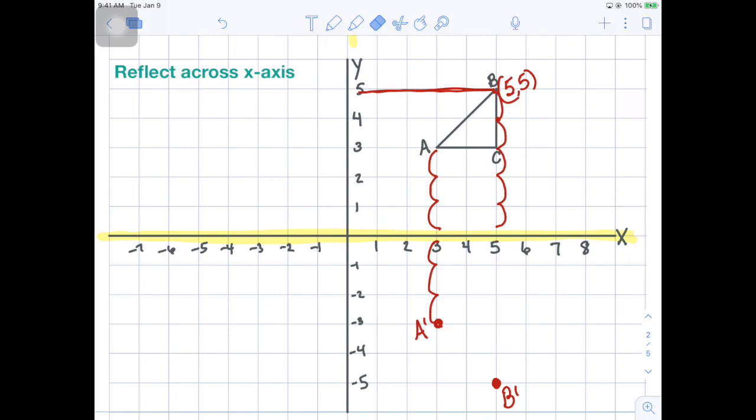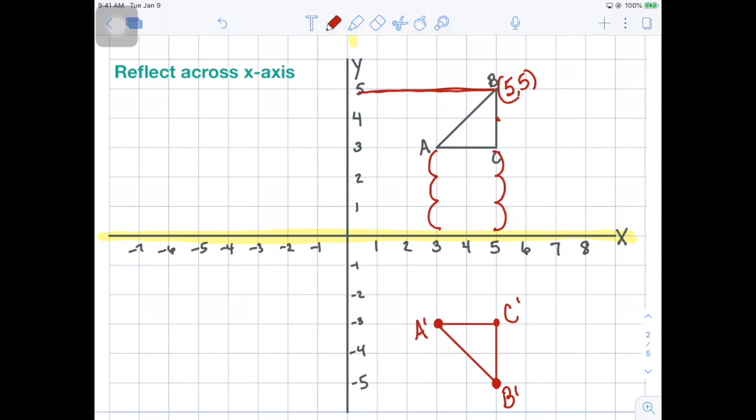Let me erase some of our little marks here so we don't get confused. All right, and now let's do C. So C is 1, 2, 3 away. So it has to also be 3 away from the other side of the x-axis. 1, 2, 3 away. Now, let's label it C prime. And then we're going to connect it so we can see our shape again. All right, so now we have the reverse or reflection image across the x-axis.